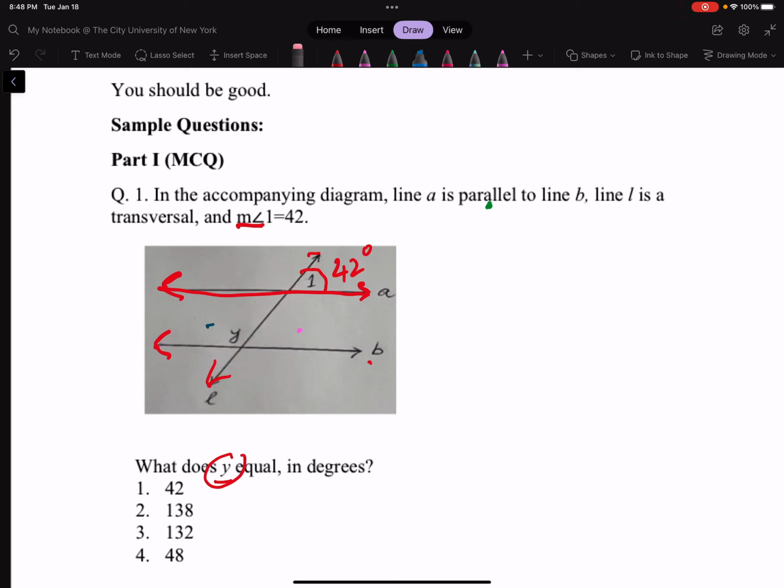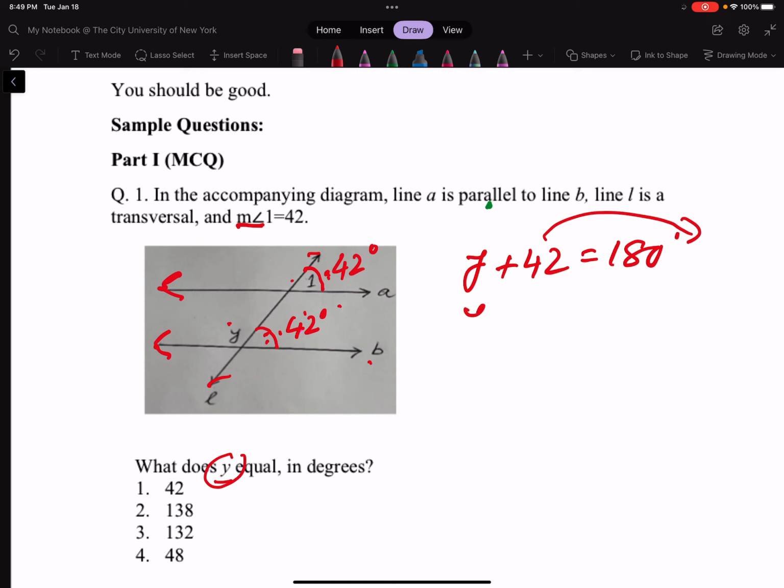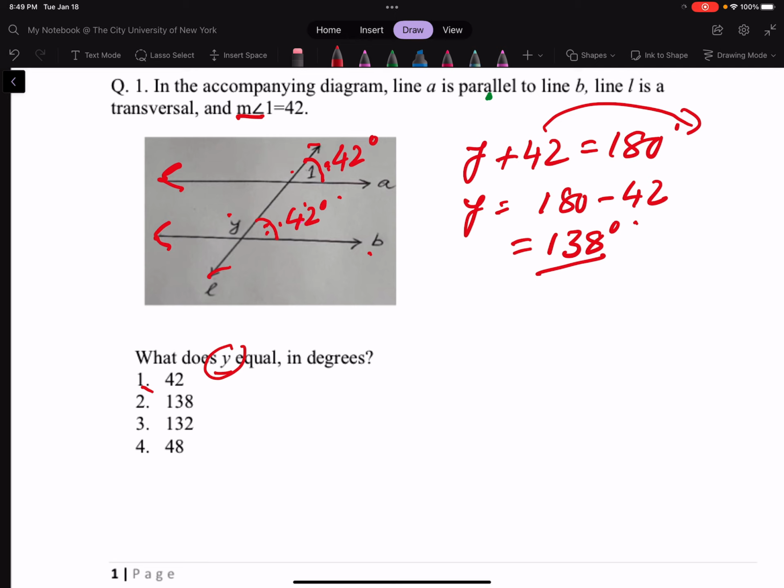So if you look at it, you can see this one is congruent to this one because they are corresponding. On the transversal same side, one outside, one inside, so they are corresponding angles. So if this one is 42 degrees, this one has to be 42 degrees. So Y and 42 together is 180 degrees. You can transpose that, or subtract 42 from both sides, so you get 138 degrees. So the answer should be number 2.